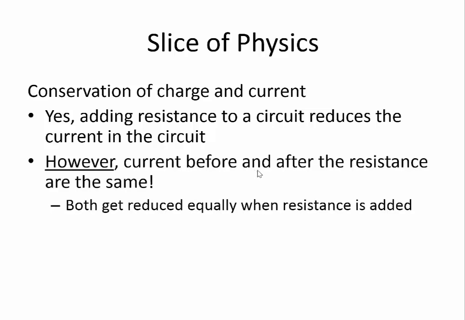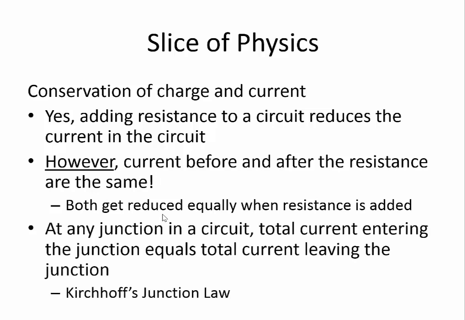The current before and after the resistance in a wire has to be the same because of conservation of charge and conservation of current. So the current before and after the resistance both get equally reduced when you add the resistance. And that led us to Kirchhoff's junction law, which told us that at any junction in a circuit, the total current entering the junction has to equal the total current leaving the junction.